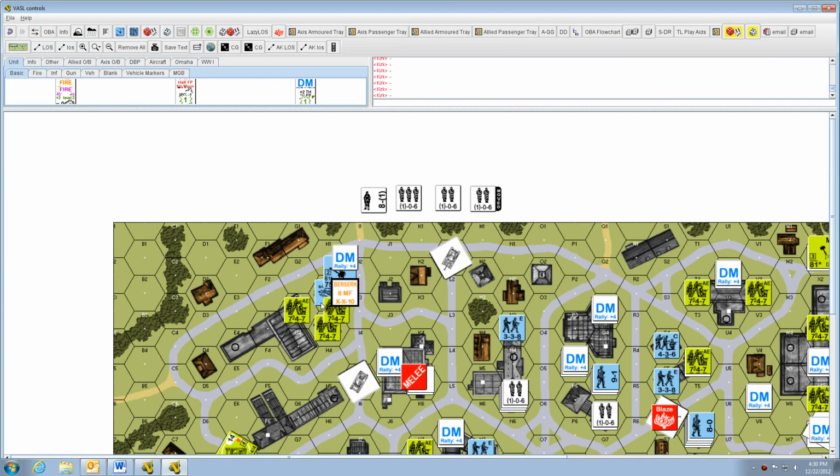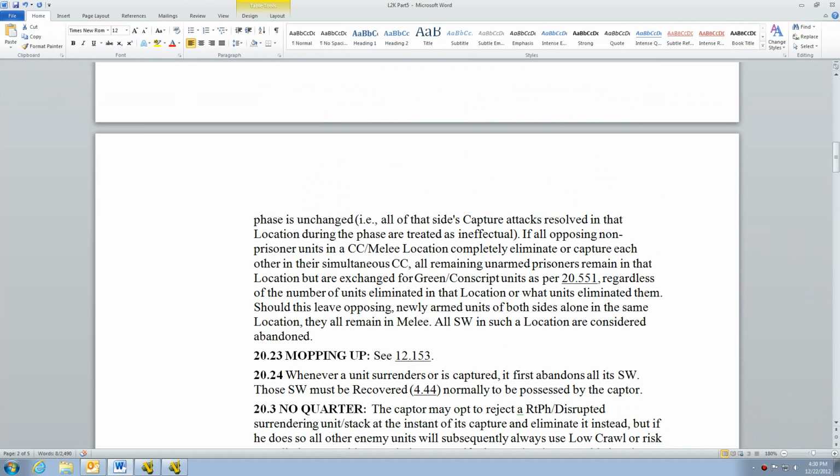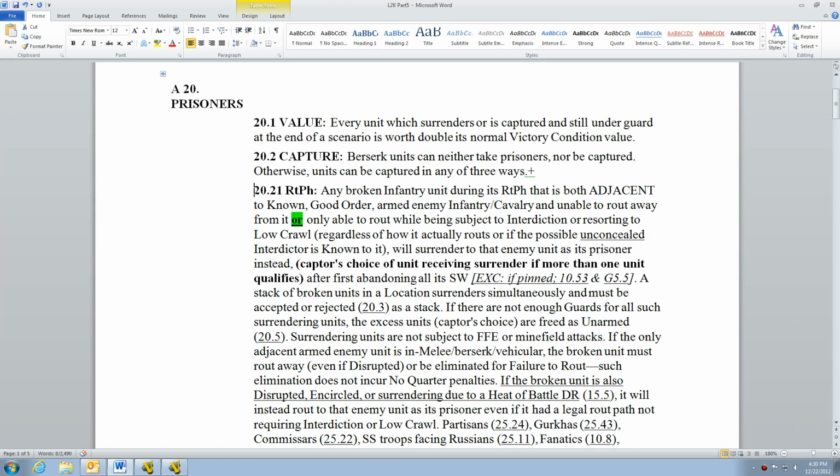So exactly what I was saying here, the American player has to decide: if the unit in H3 accepts the surrender of that unit, then at the start of the berserk unit's fire phase, it's going to just invoke the massacre and wipe these guys out. Fortunately for the American player, he also has this unit in G3. And in G3, he can have the unit accept that surrender, because back in section 20.21, it's the captor's choice of units that will receive that unit.